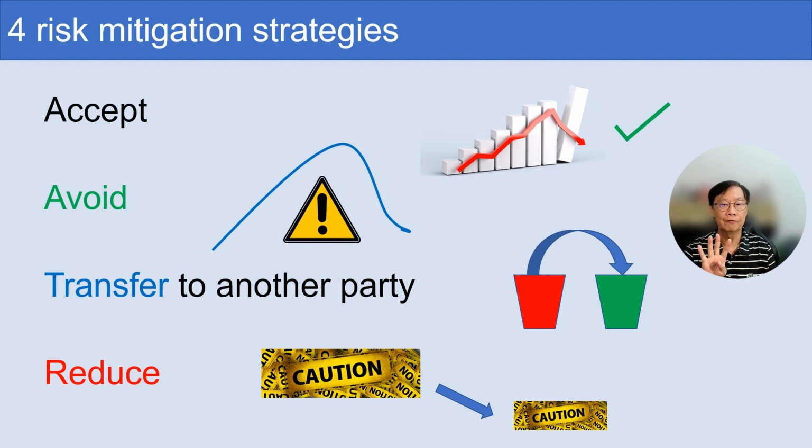Conceptually, you have 4 ways to address the risk. You can live with them if the likelihood is low or the impact is small. You could avoid it, you could transfer the risk, or you could find ways to reduce it.